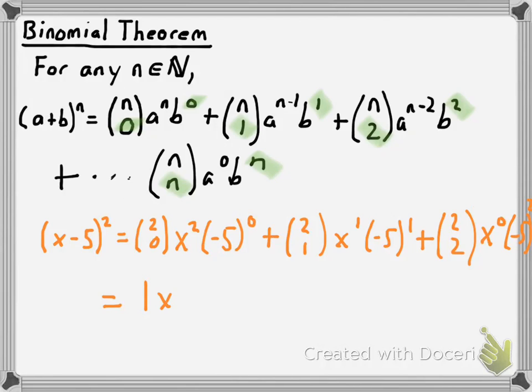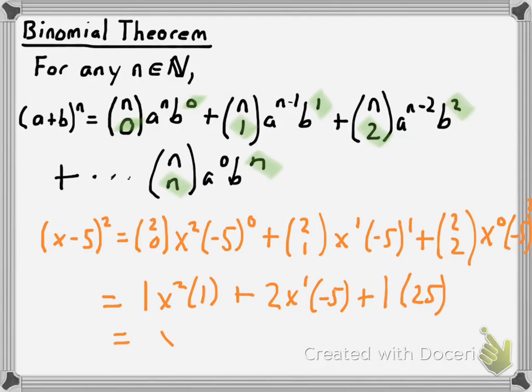So we got 1 times x squared times 1, because that's what negative 5 to the 0 power is, plus 2 choose 1, which is going to end up being 2, and we'll have x to the first power times negative 5, because that's what negative 5 to the first power is. And then 2 choose 2 is also 1. X to the 0 power is 1. And then you have negative 5 squared, so times 25. So then x squared minus 10x plus 25 is the expansion of that binomial.